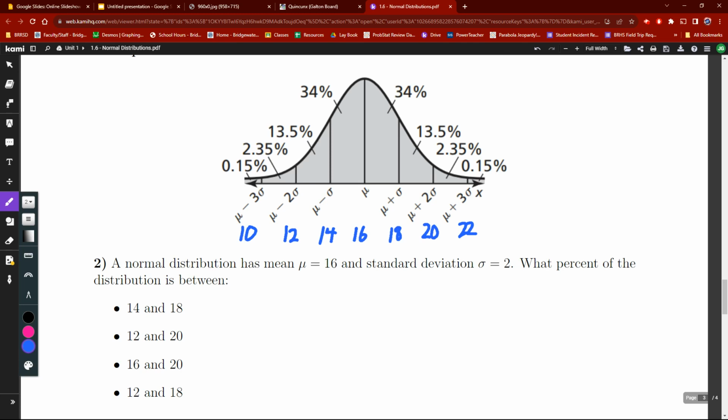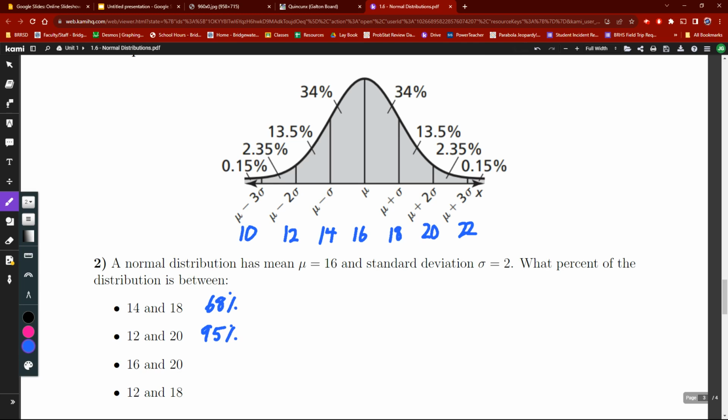All right, so between 14 and 18 are going to be these two intersections. That's going to be 34 plus 34, or 68%. Those are the markers for plus one standard deviation and minus one standard deviation. Here at 12 and 20, that's going to be 2 standard deviations above to 2 standard deviations below. From the empirical rule, we know that's going to be 95%. And if I added 13.5 and 34 and 34 and 13.5, I'd get to 95%.